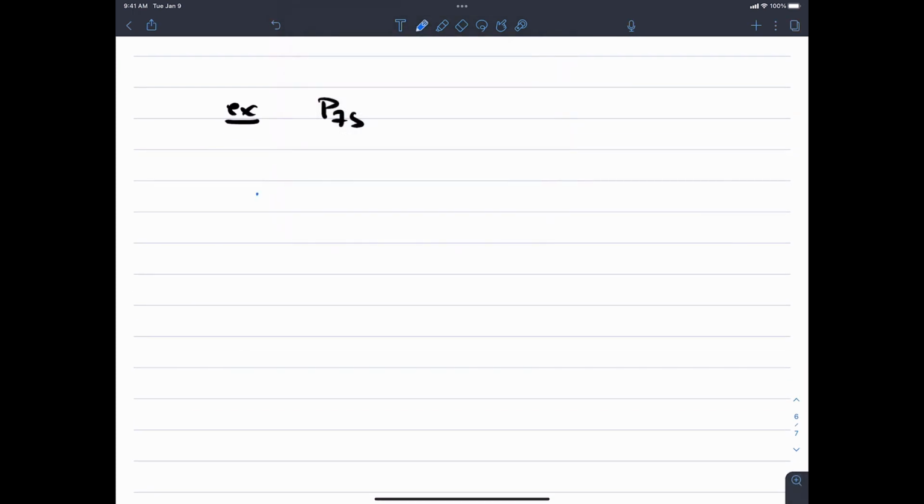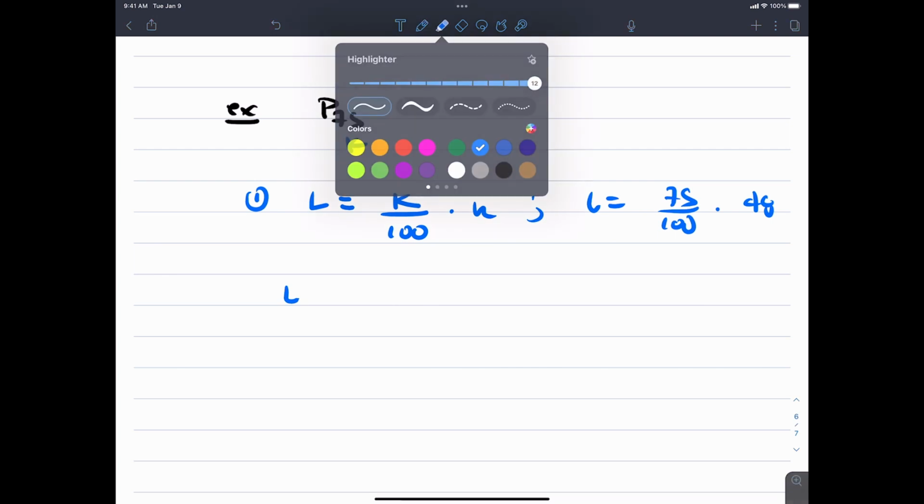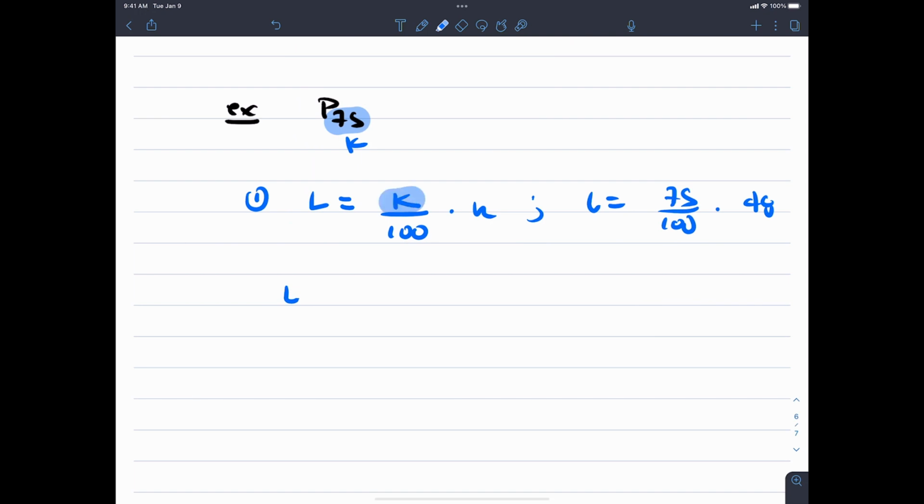Locator number 1. L is K over 100 times N, right? So 75 over 100 times 48. So let's see, what's this locator going to be? Isn't this the K value? You guys okay with that? It's K. You guys plugged it in? Isn't sample size still 48? Okay, let's see what this is.